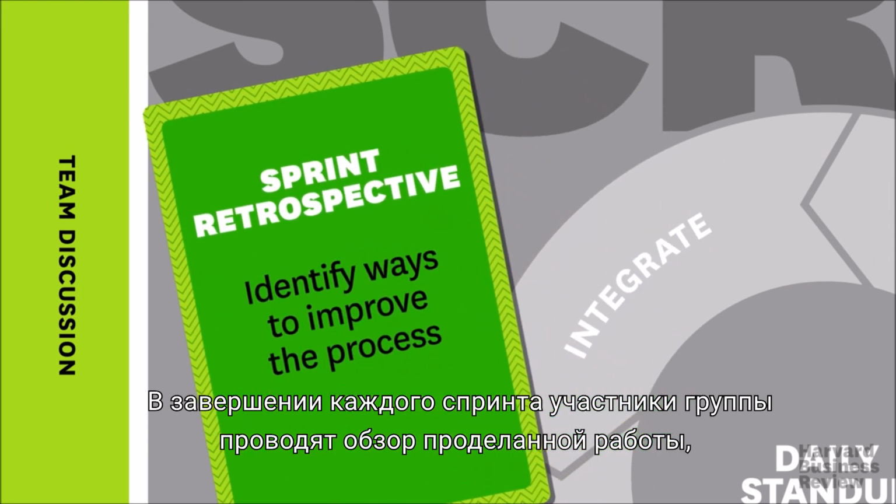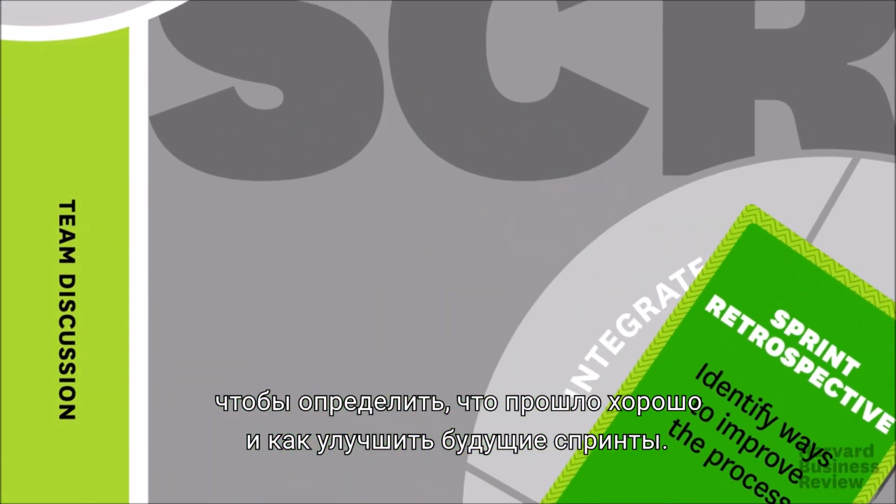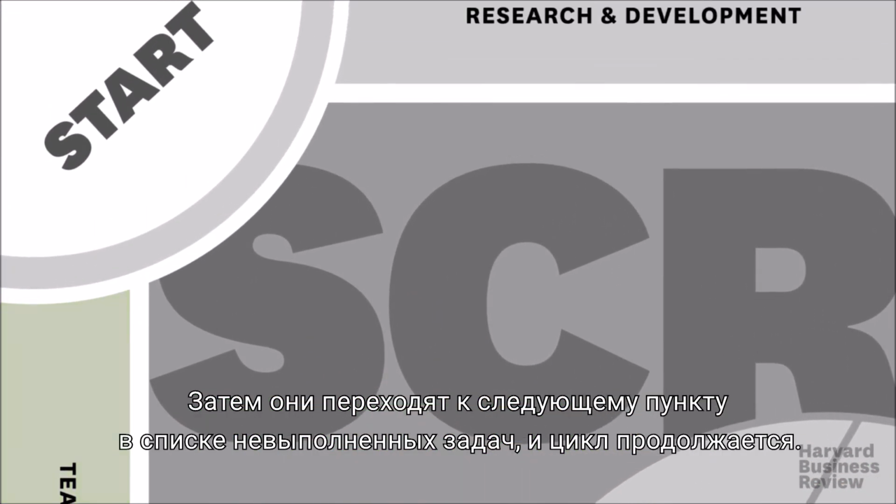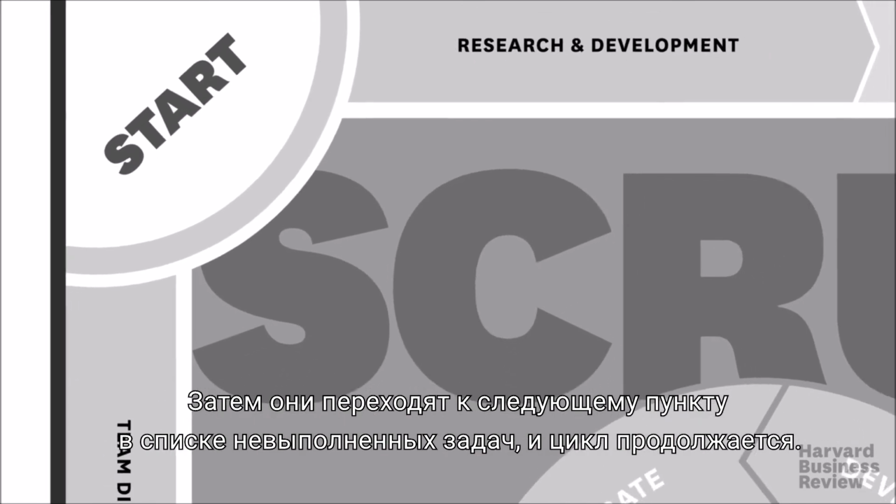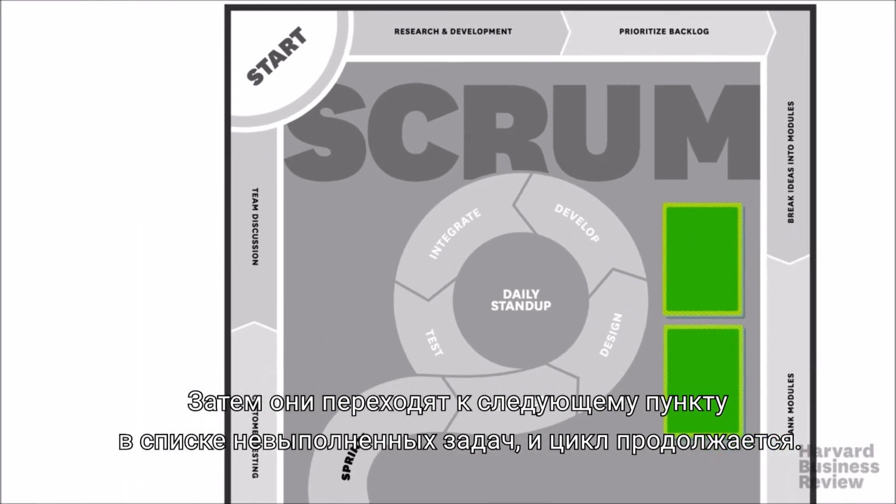At the conclusion of each sprint, team members review how it went, identifying what went well and how to improve future sprints. Then, they progress to the next item on the portfolio backlog, and the cycle continues.